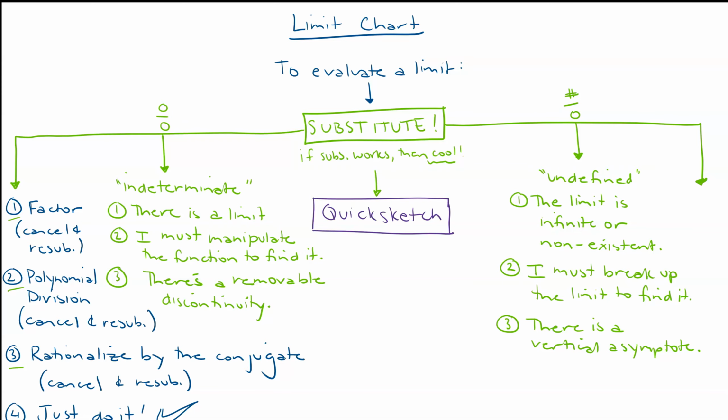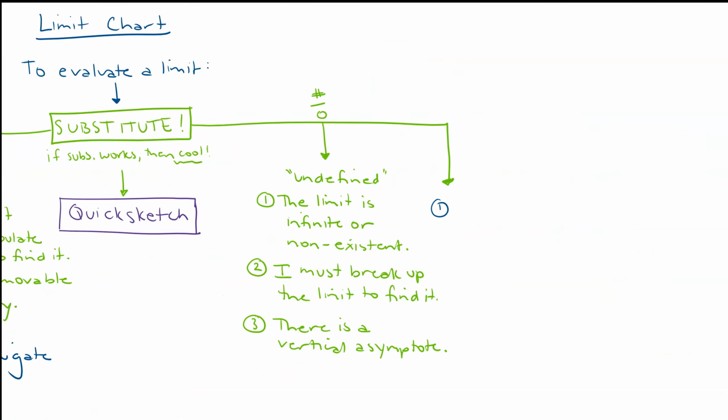To deal with that, I can do a couple things. The first thing I can do is factor, if it's possible. Not all problems are going to factor, but if it's possible, I'm going to factor. And second, I'm going to break the limit in two. I'm going to break it into a left-hand and a right-hand limit.